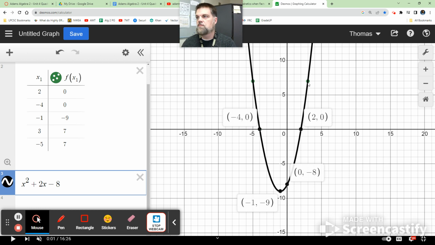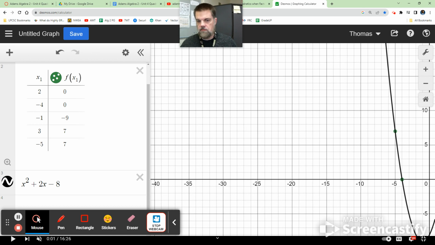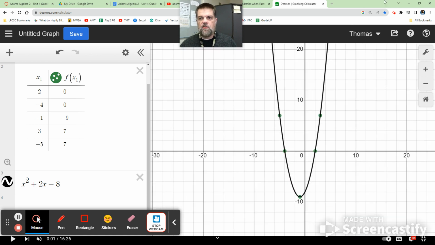Wait, how do you get the x, like with the 2 on top? Oh, you hit Shift 6. See that little arrow that points up? That's called the caret symbol. Oh, okay. Okay. Any questions on that one?